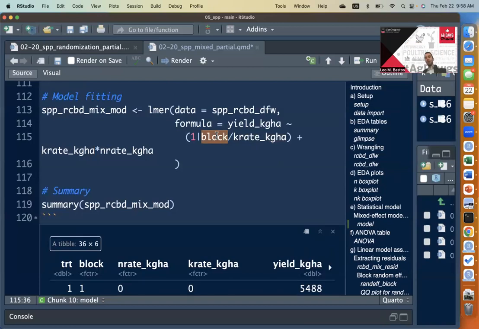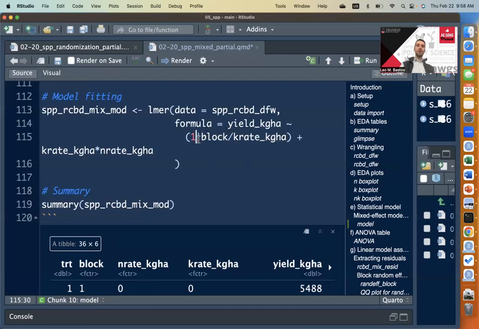And one thing I wanted to notice is always when you have a structure of things nested in other things. In this case, if you really think about it, we have blocks, inside of them we have the whole plots, and inside of them we have the split plots. So why am I not specifying here that split plot, so nitrogen, is nested in potassium rate? The reason is that the smallest level of nesting you do not specify, because that goes into the residual, the e_ij of this model.